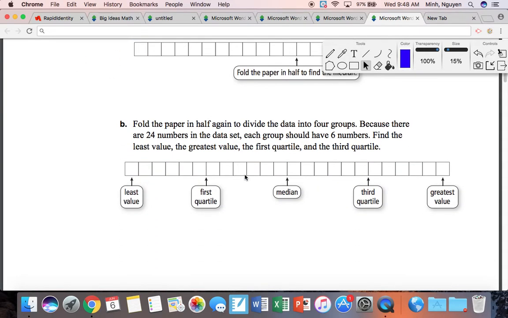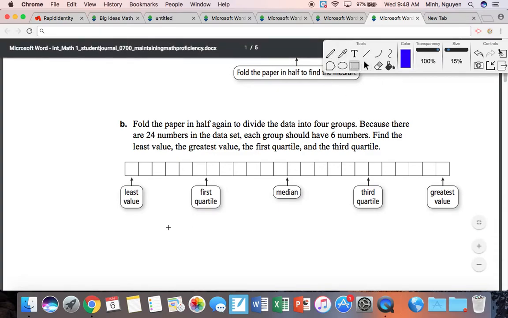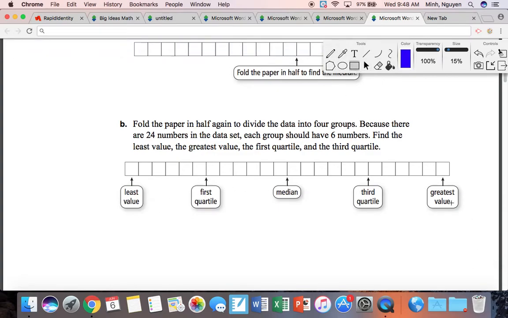So we have a few numbers here, 1, 2, 3, 4, 5. The greatest value is obvious, the biggest number. The least value is also obvious, the smallest number. The median, you know how to find. The first quartile, we will teach you now, and the third quartile, also, how to find.